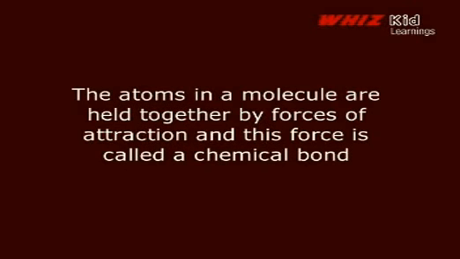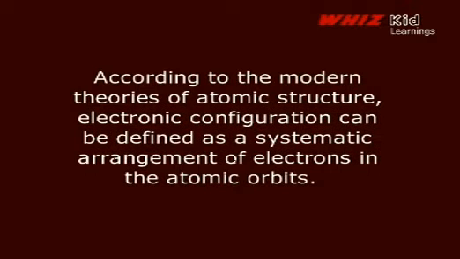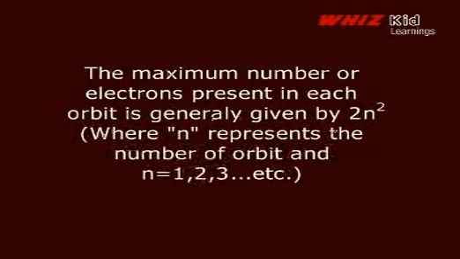Chemical bonding. The atoms in a molecule are held together by forces of attraction, and this force is called a chemical bond. According to the modern theories of atomic structure, electronic configuration can be defined as a systematic arrangement of electrons in the atomic orbits. The maximum number of electrons present in each orbit is generally given by 2n², where n represents the number of orbits and n is equal to 1, 2, 3, etc.